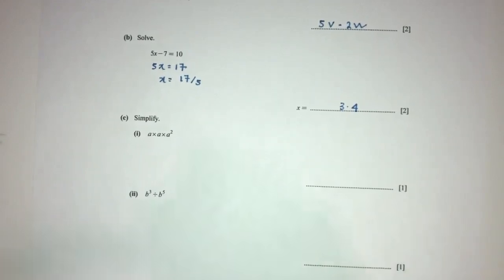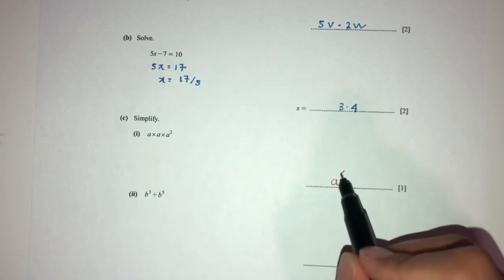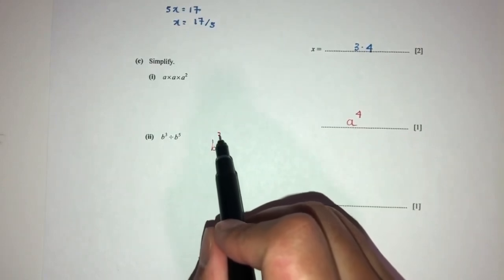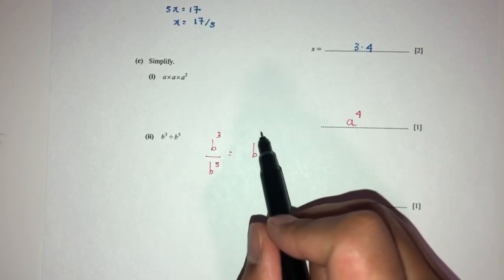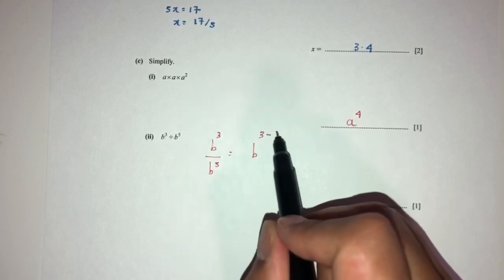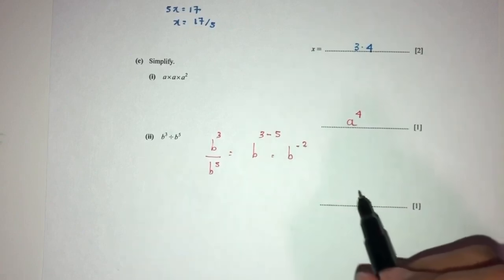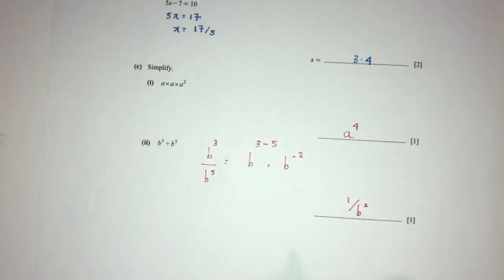Now for part C, we have to simplify, obviously. That will be a times a squared. That should be a to the power 4, right? Now for this one, b to the power 3 divided by b to the power 5. It is just the law of indices. Divide becomes minus, and the power will become b to the power minus 2, or you can write 1 over b squared, up to you. And that is your question part C.